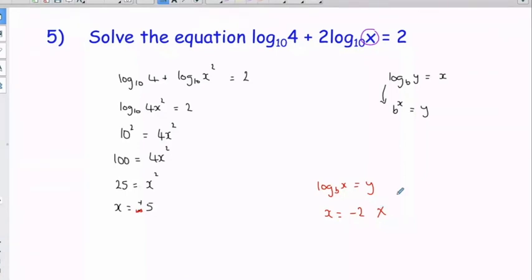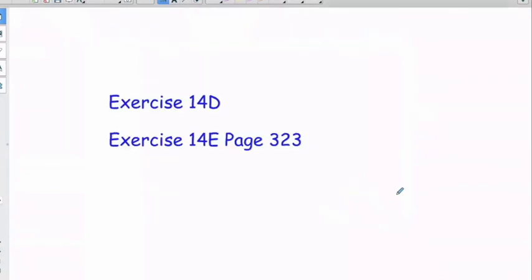Okay, so that gets us to the end of the tutorial. You should now be able to do exercise 14D and 14E from the Year 1 textbook.